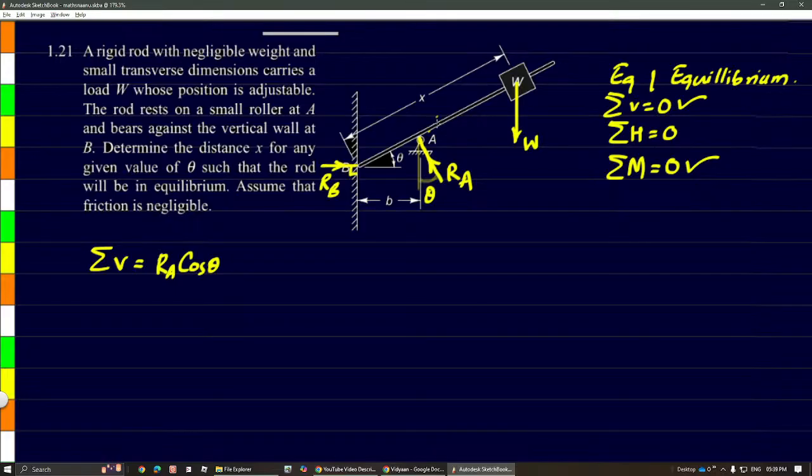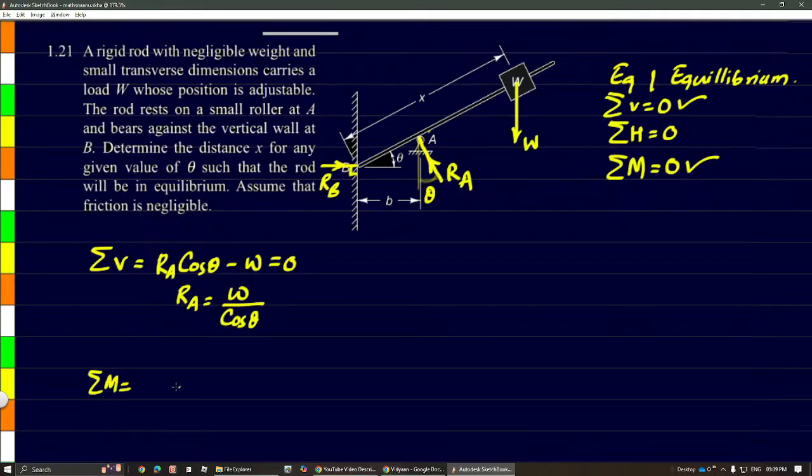Since this is going to be upwards, it's going to be positive, and then we have W acting downwards, so it's going to be negative. There are no other forces acting on this, so the total of this has got to be equal to 0. So now when we take RA value, minus W will go that side, becomes positive, and this comes into denominator. So W by cos theta is the value of RA. So this value we'll have to take, and we'll have to apply it in the moment.